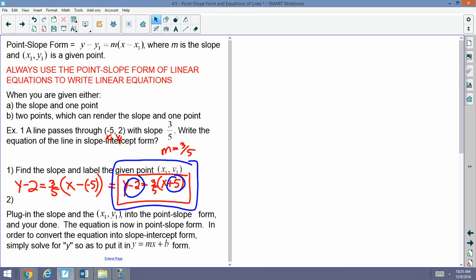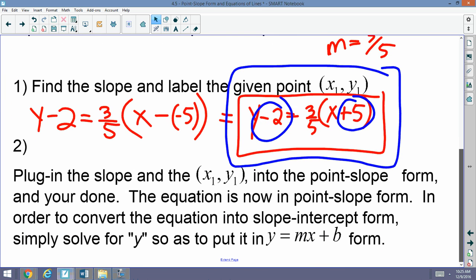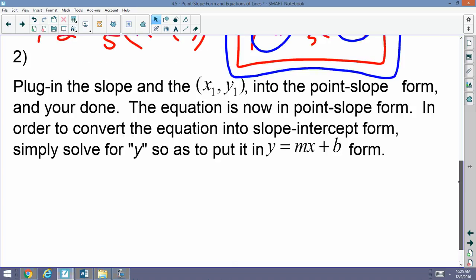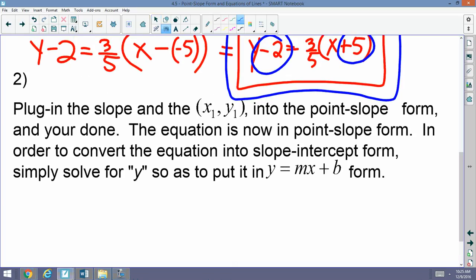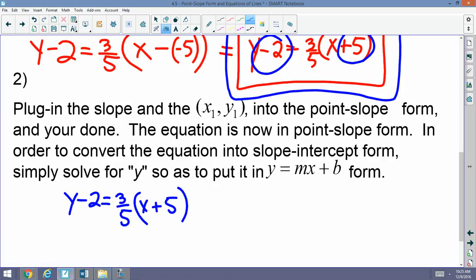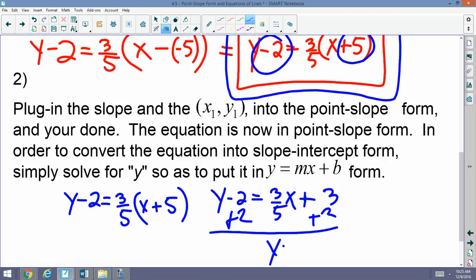So now we simply solve for y. So we have y minus 2 equals 3/5 x plus 5. How do we solve for y here? Distribute. Very good. So I've got y minus 2 equals 3/5 x plus 3/5 times 5 is 3. Add the 2, and bada bing, bada boom, you now have it in slope-intercept form.